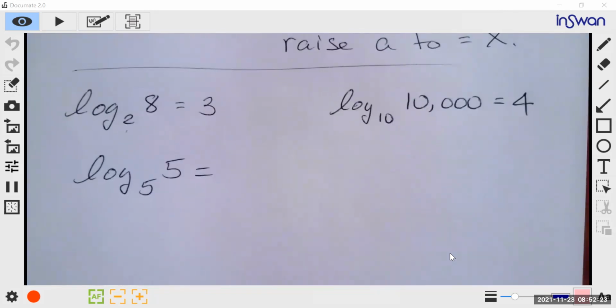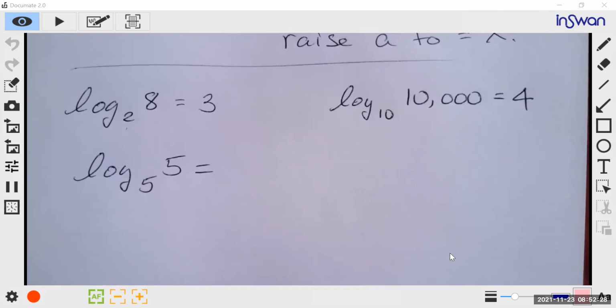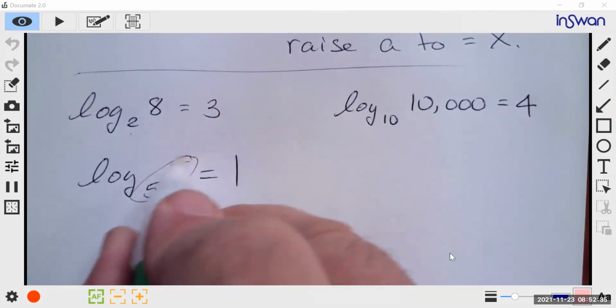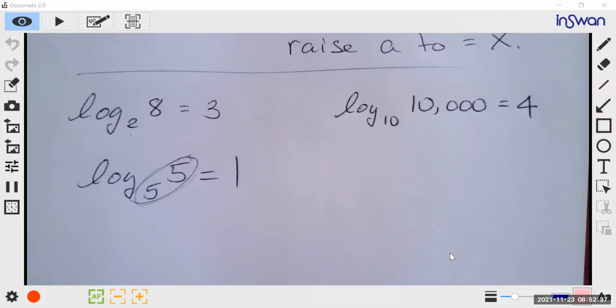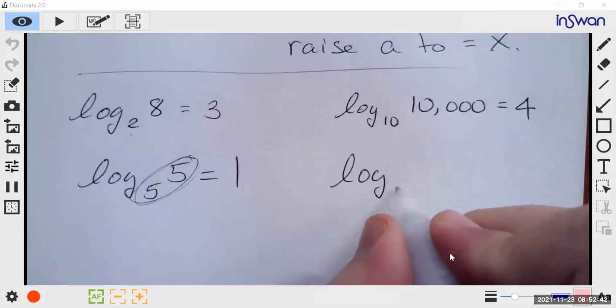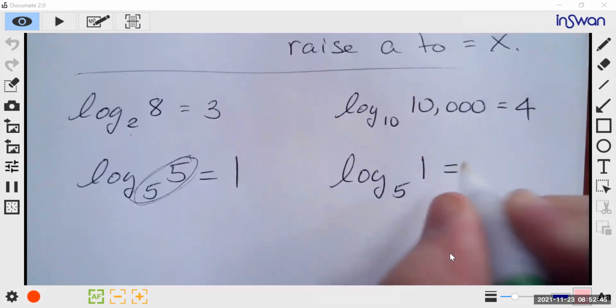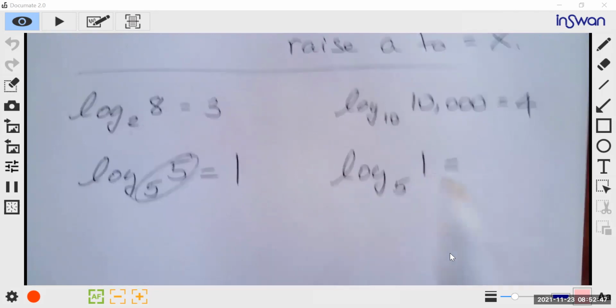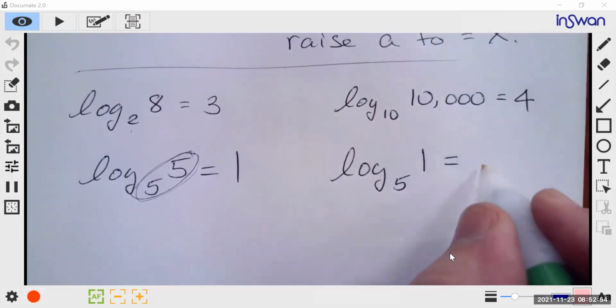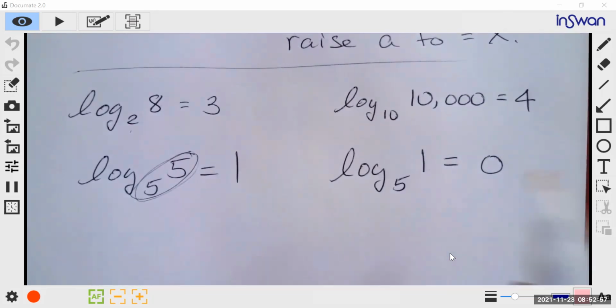How about that one? What power do I raise 5 to equal 5? Yes, excellent. So if these numbers are ever the same, it equals 1. Another trick question. What power do I raise 5 to equal 1? Anything to the 0 power equals 1.